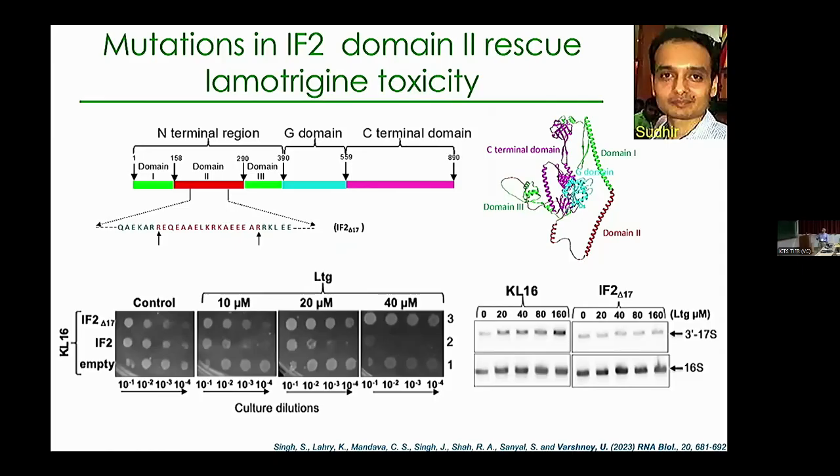So this makes sense. Wild type IF2 confers the effect of lamotrigine toxicity, but the mutant strain, which is defective in lamotrigine binding, does nothing here. And we can also see that, in the wild type strain, as you increase the lamotrigine concentration, there is more accumulation of 17S rRNA. But if you take IF2 which is deleted for 17 amino acids, you don't see that increase. So that also fits quite well.